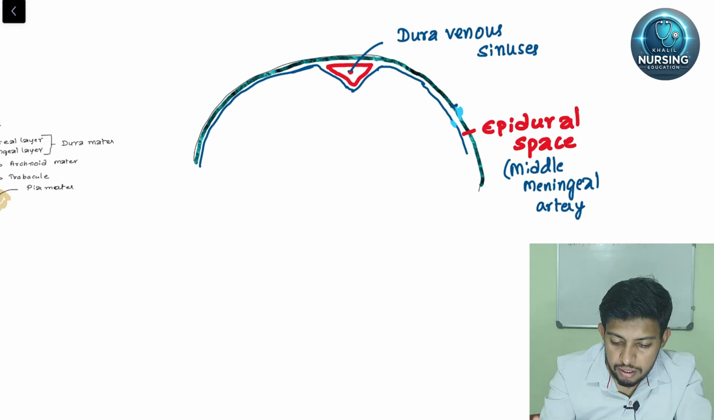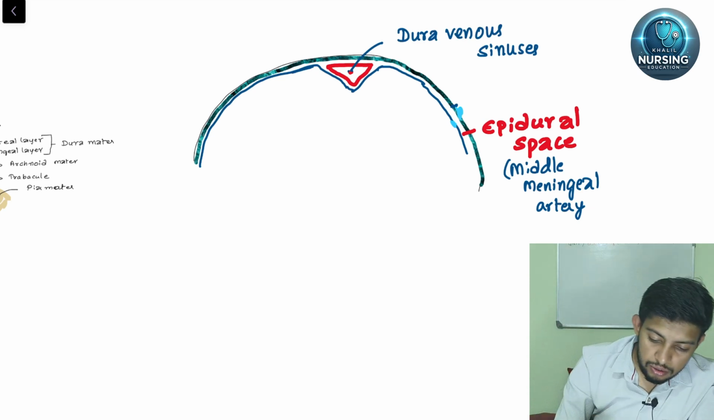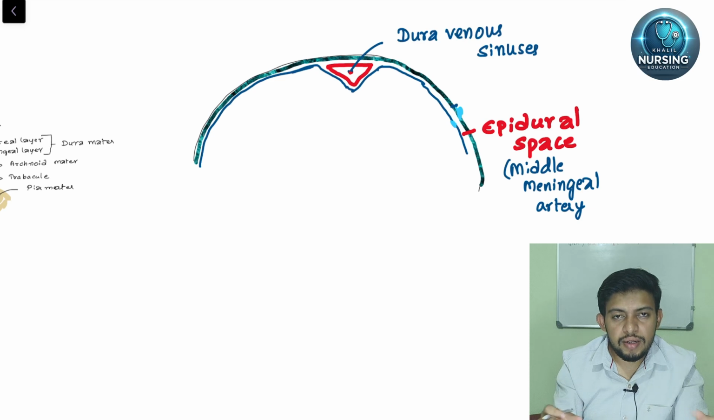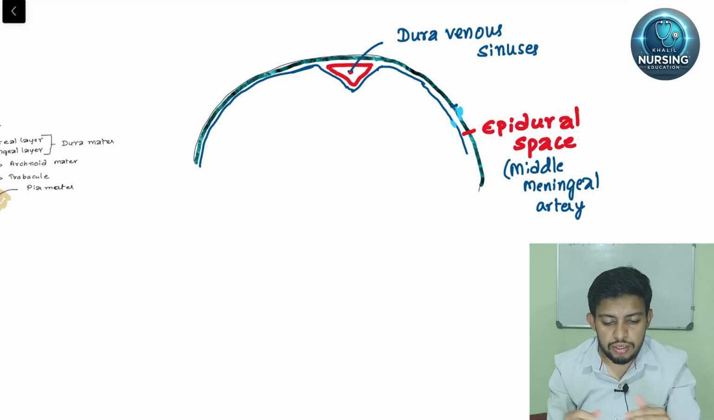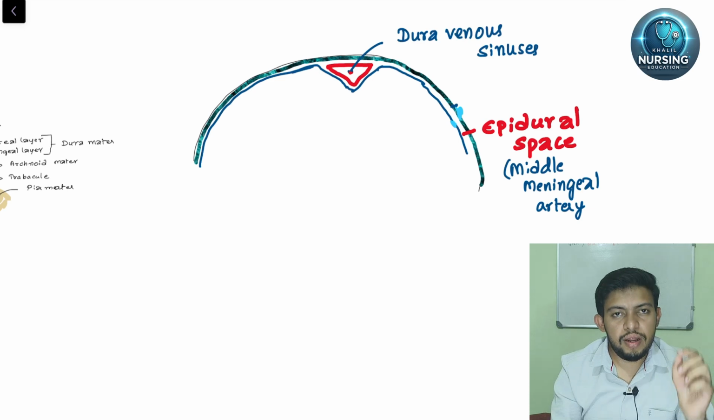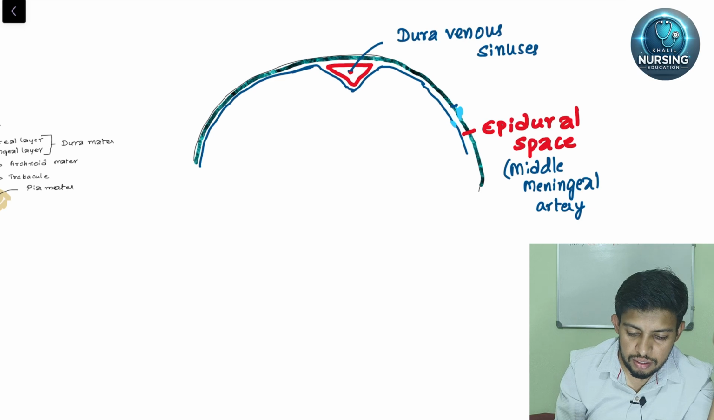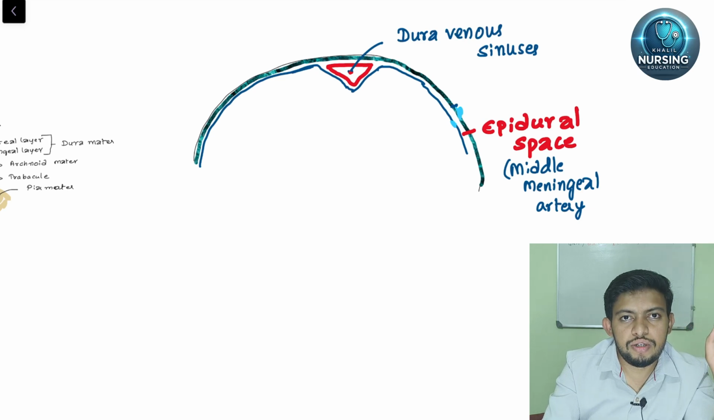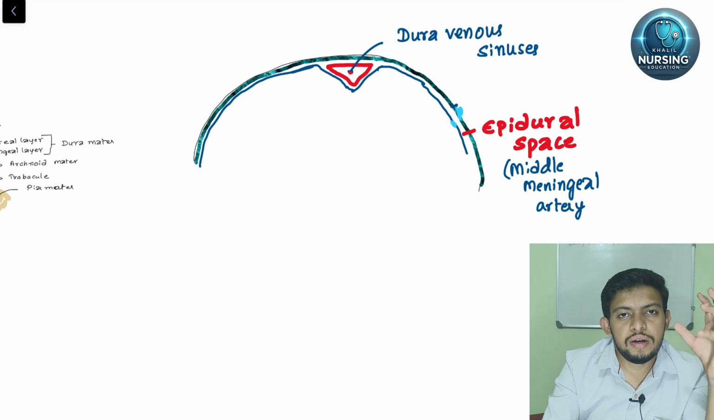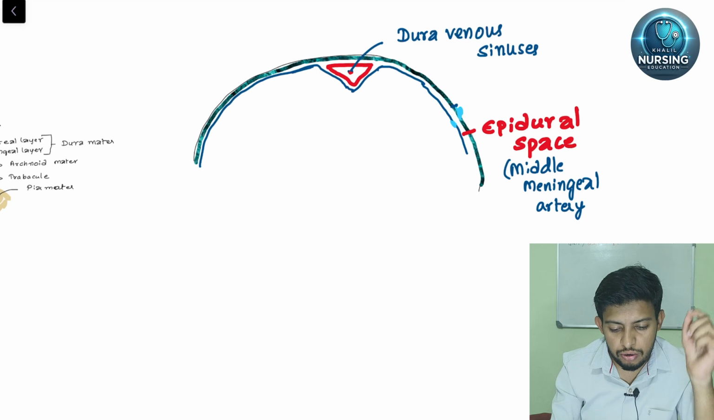Clear? Okay. So this is the middle meningeal artery. Next, the dura mater contains the inner meningeal layer and the outer periosteal layer, and it is a thick and tough fibrous tissue. Dura means tough, mater means mother. The tough mother which protects the brain is called the dura mater.